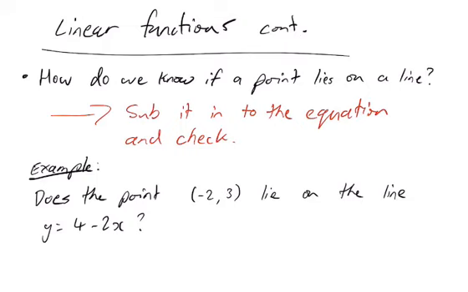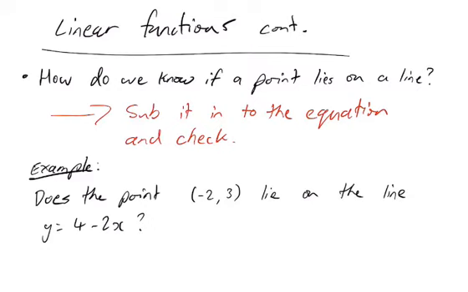Okay, we're going to continue our discussion on linear functions. A question somebody asked was, how do we know if a point lies on a line? Well, quite simply, all we need to do is substitute those values into the equation to check. Remember that an equation is basically a rule where we look at how one of the variables changes. When that changes, how does the other one change?